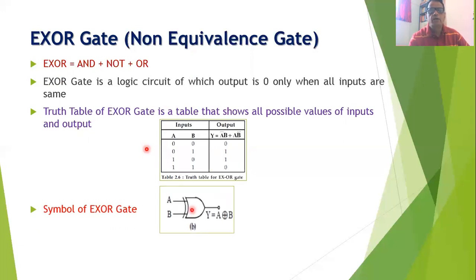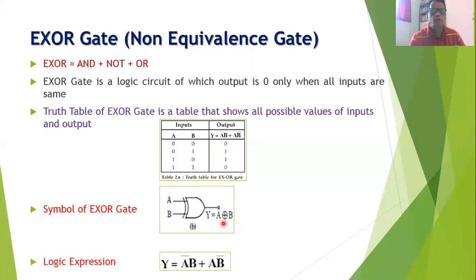Now we can write the symbol for the exclusive OR gate. You will find that this symbol is similar to that of OR gate, but with one change only, and you will find that there is a line present at the input, and this line indicates that this gate is an exclusive OR gate. And the output can be given as A exclusive OR B. So this exclusive OR symbol is indicated by plus and circle.